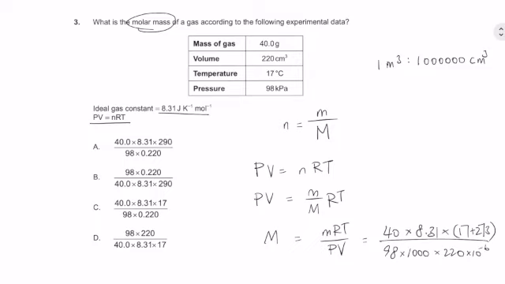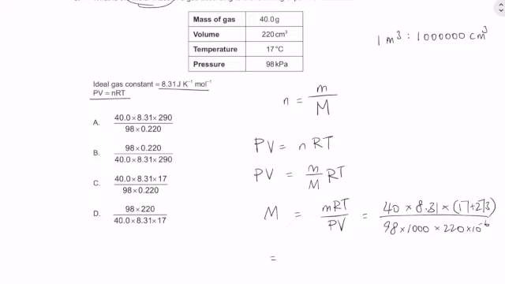And if you know your standard forms well enough, then you can simplify all of that to 40 times 8.31 times 290 over 98. And for the 1000 and the 10 to the minus 6, that gives us 10 to the minus 3 overall. And if you apply that to just 220, you get 0.22, which means that A is the final answer.